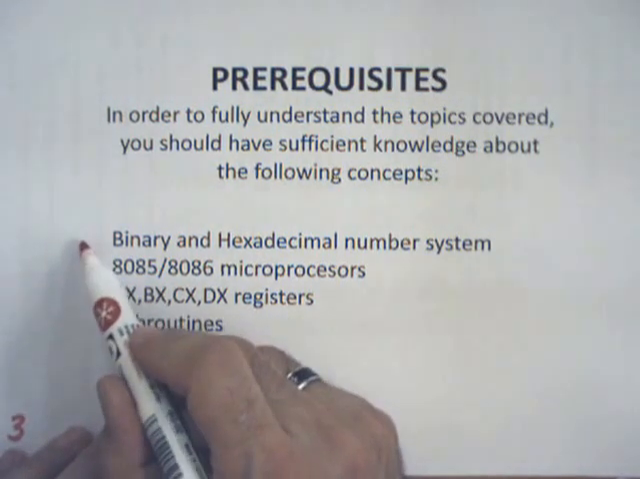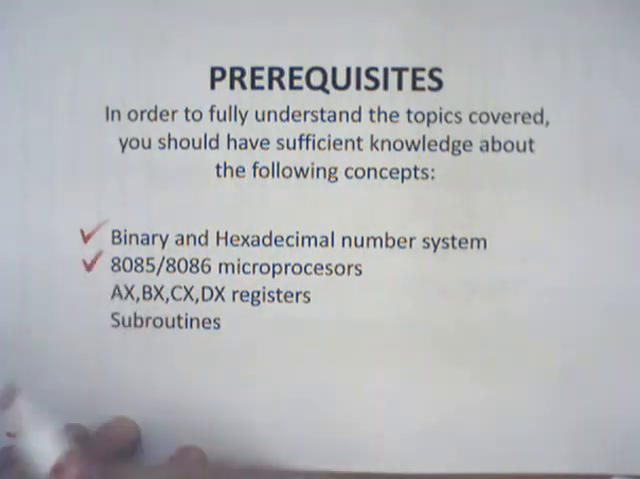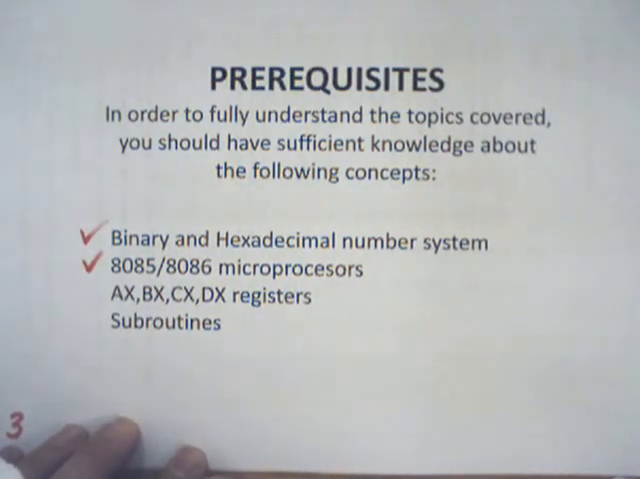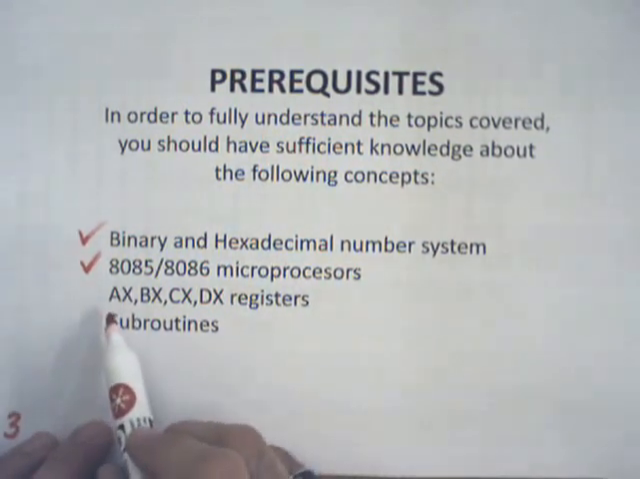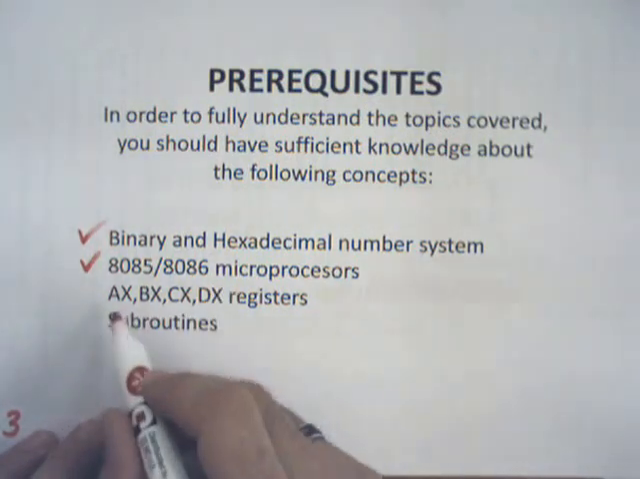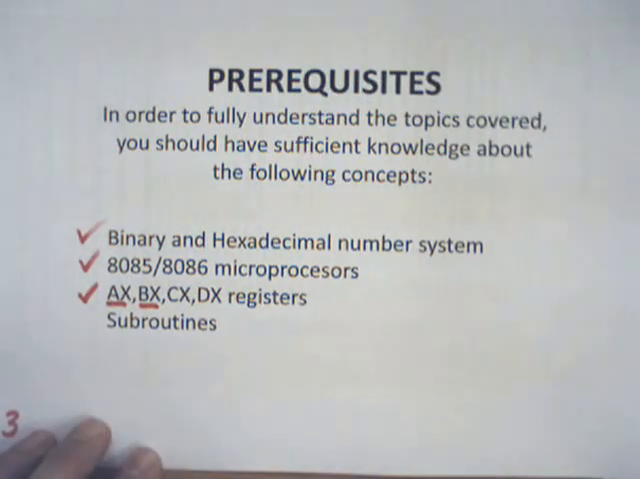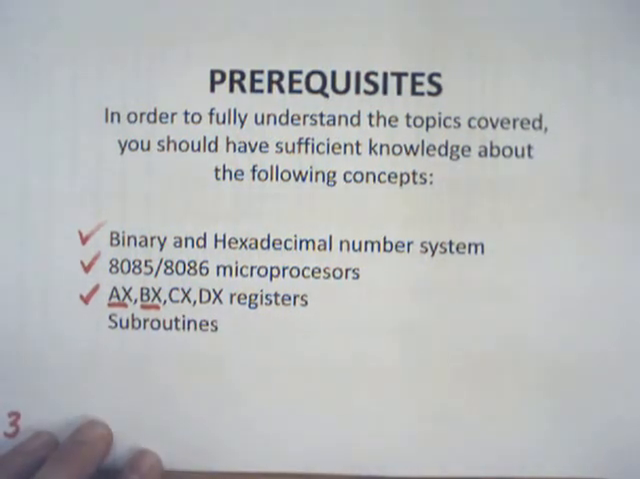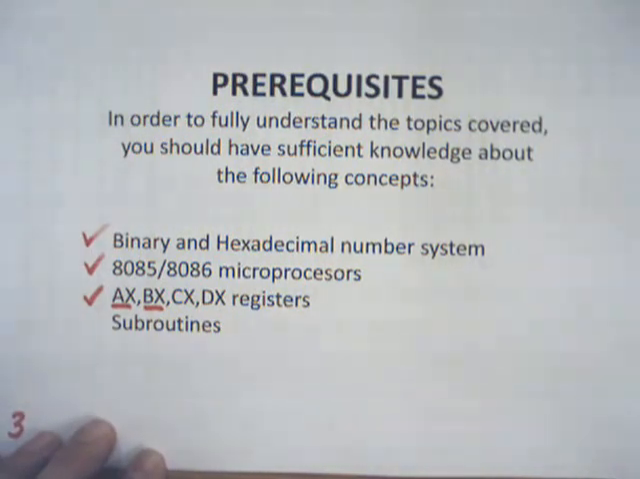The first one is the most important one, binary and hexadecimal number system, and microprocessors 8085, 8086, and special registers. And AX and BX are extremely important because some parameters of the interrupts are stored in those registers, and the other 16-bit registers are also important. And special other 16-bit registers like code segment, extra segment, instruction pointer, program counter are also important.